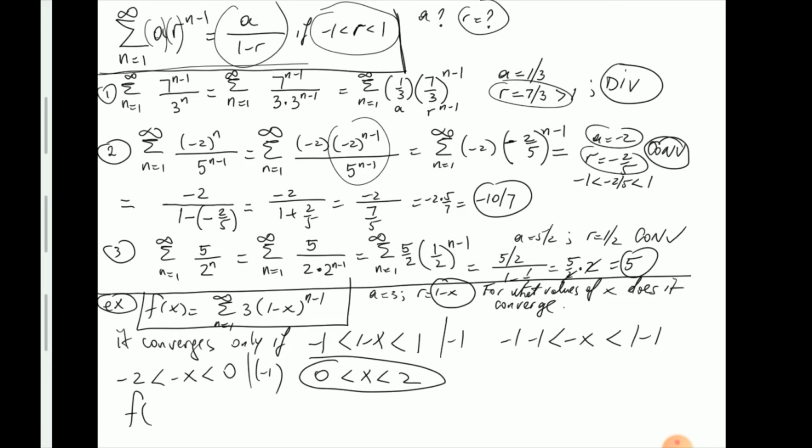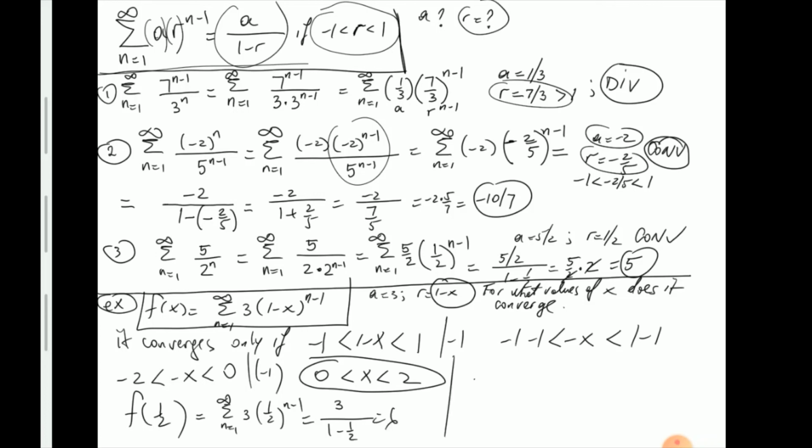So for example, if someone says, I give you this function, then what is f of, let's do one example which is not too trivial. Let's say I ask what is f of 1 over 2. Well, f of 1 over 2 is simply the summation from 1 to infinity of 3 times 1 minus 1 over 2, which is another 1 over 2, to the n minus 1. We have the formula above, 3 over 1 minus 1 over 2, which is going to be 6.